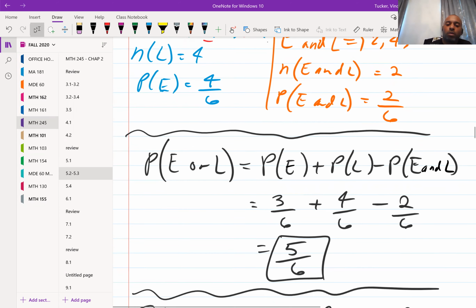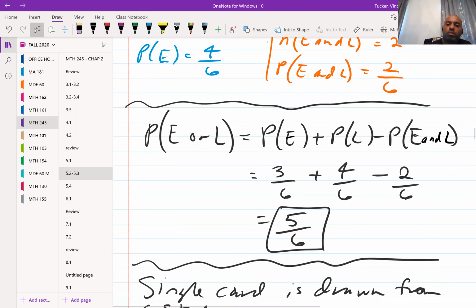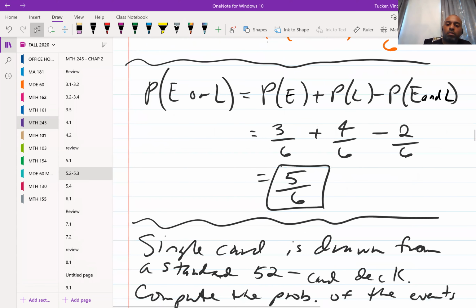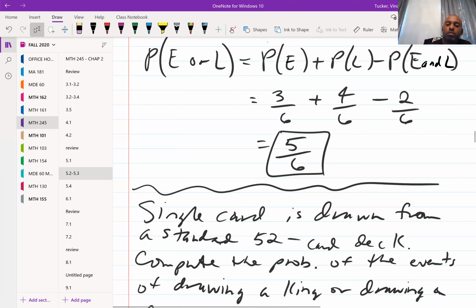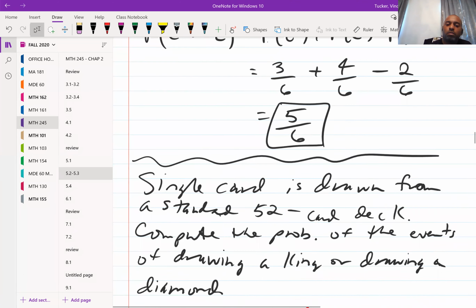All right. Can I scroll up? So we have a single card is drawn from a standard 52 card deck. Compute the probability of the events of drawing a king or drawing a diamond.